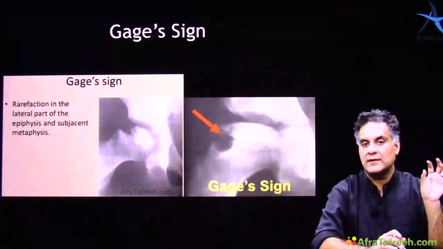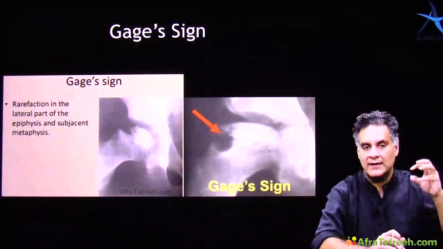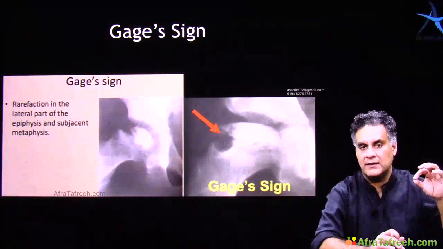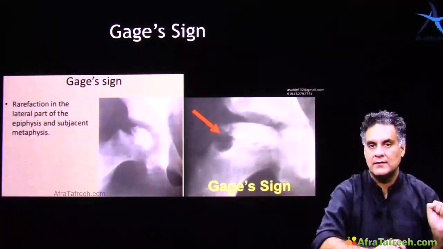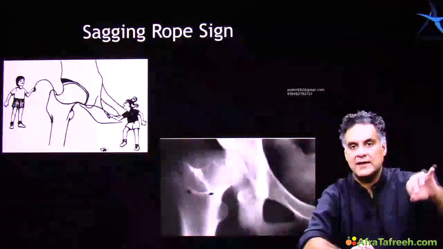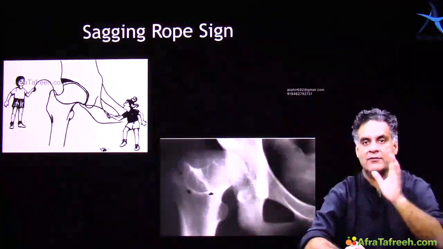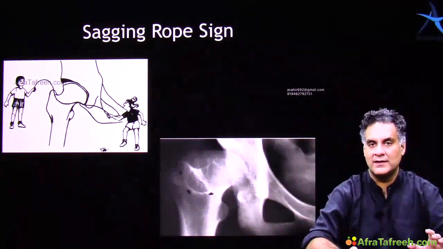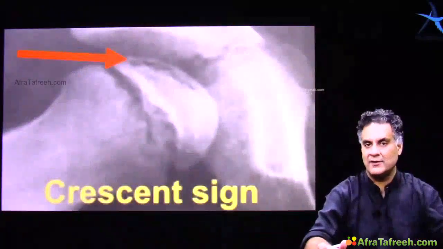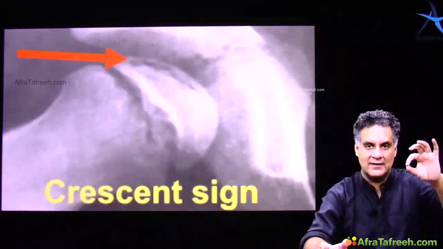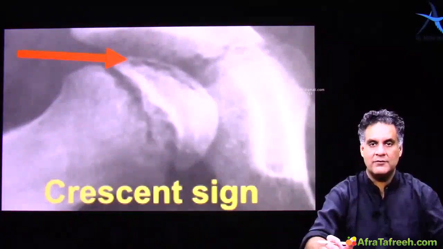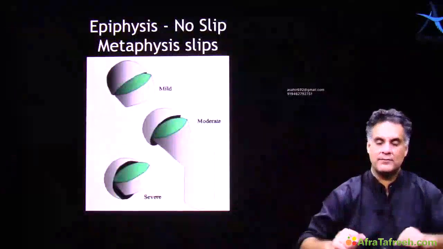There is sclerotic head along with lytic lesion in the epiphysis metaphysis called as Gage's sign. Or there can be a sagging rope-like structure over the upper end of femur called as sagging rope sign. Crescent sign, just like avascular necrosis of the femoral head, crescentic lucency. Aim of treatment, maintain abduction.